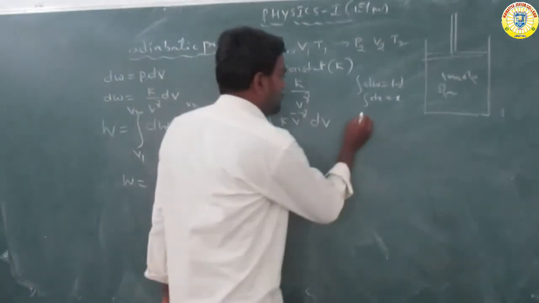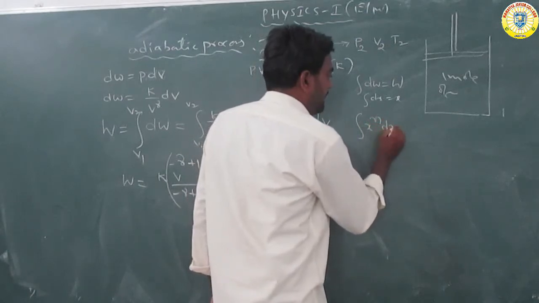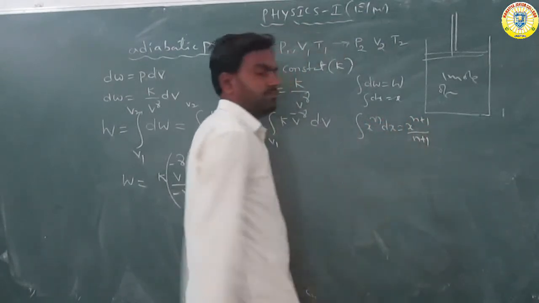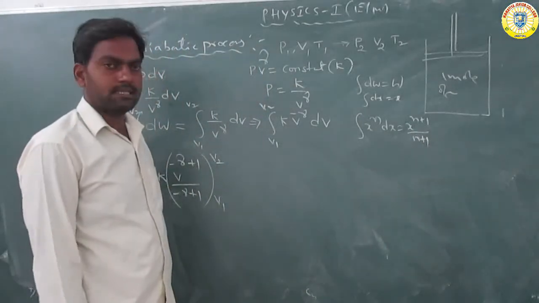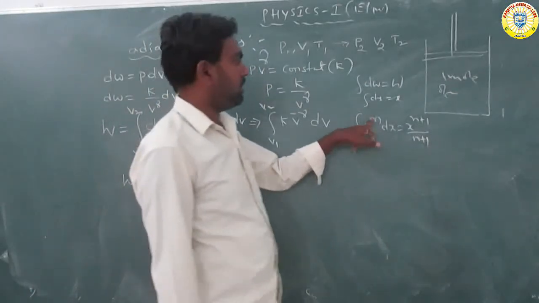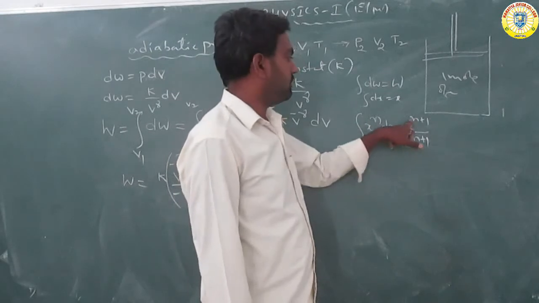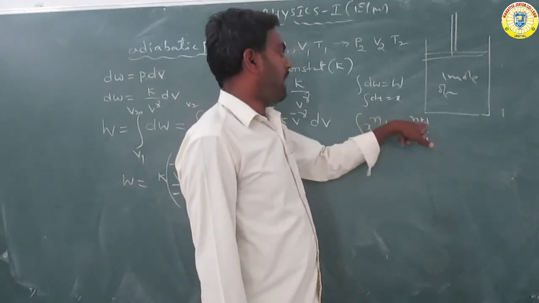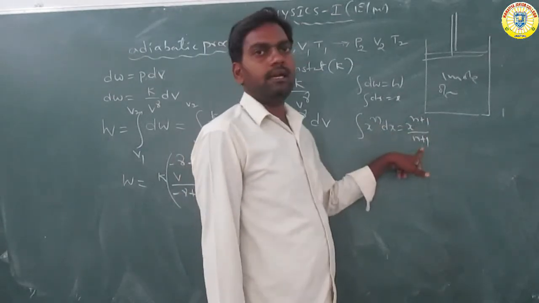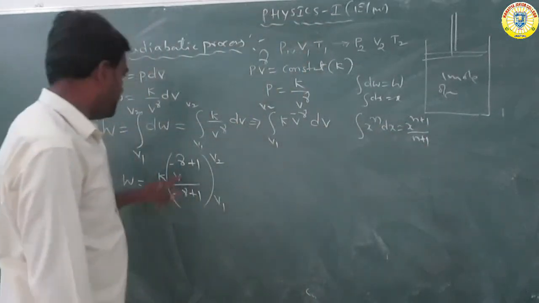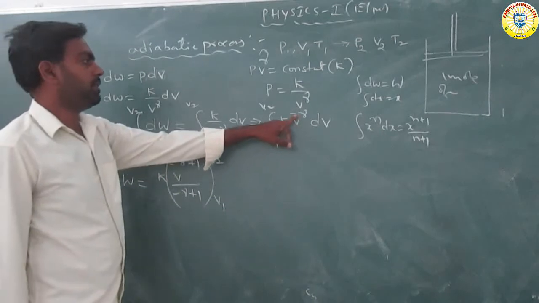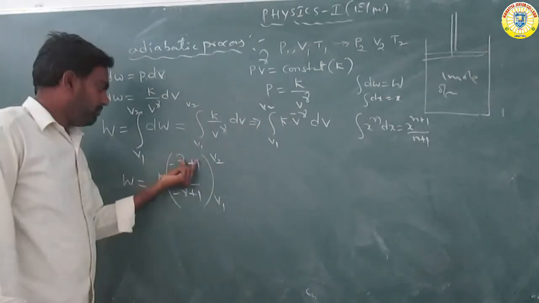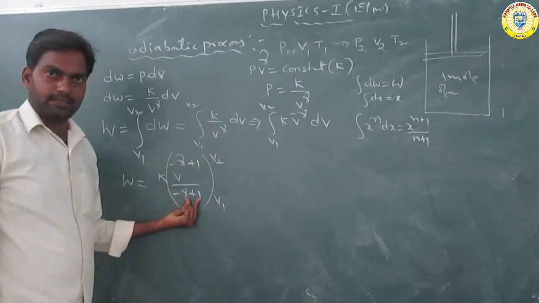The general equation is that the integration of x to the power of n dx is equal to x to the power of n plus 1 by n plus 1. That means we add 1 to the power and divide by the new power. Here also, we get V to the power of minus gamma plus 1 by minus gamma plus 1.